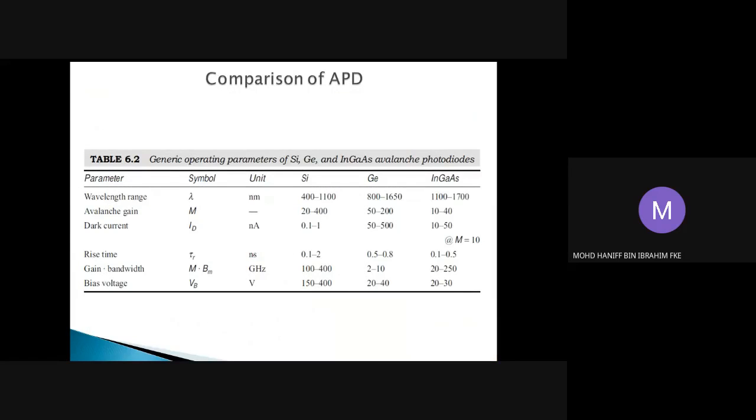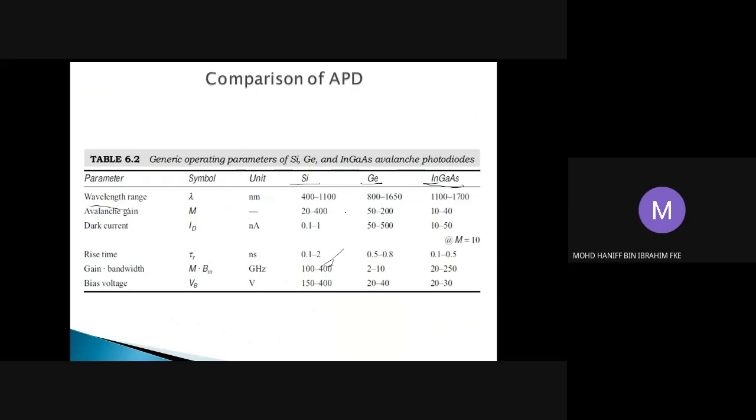Okay, so this is the comparison of the APD with regard to the different materials used. We have silicon, we have germanium, we have indium gallium arsenide. These are three materials used in your APD fabrication. The comparison is based on the wavelength range. Okay, so these are the wavelength ranges. So this might help you in your assignment.